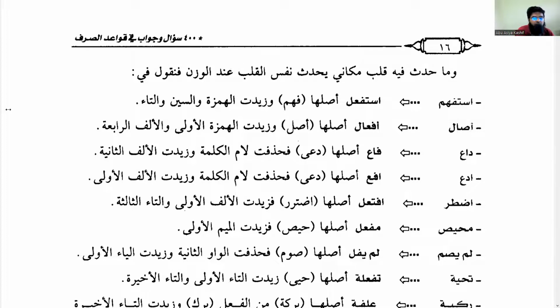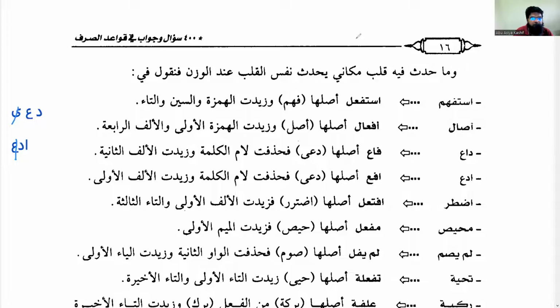So again, the root letters are what? Da, ain, and lam. So we can write ud'u also. Ud'u, this is amr, right? So what did we do here? We drop the ya. So ain kalima is gone.